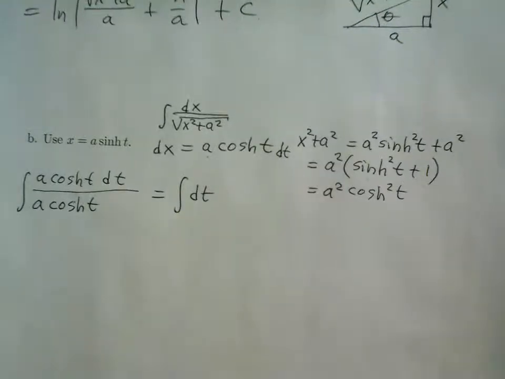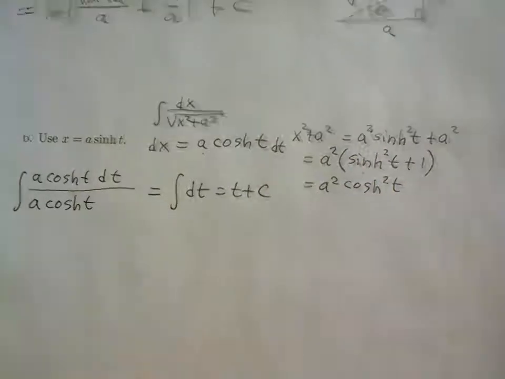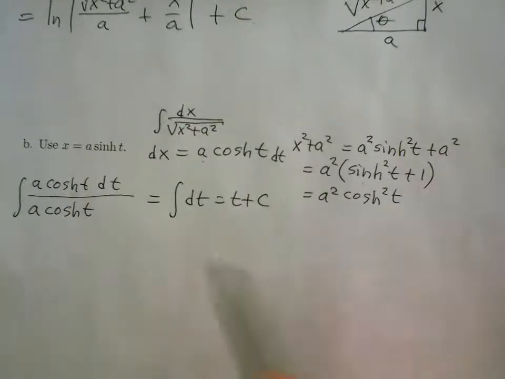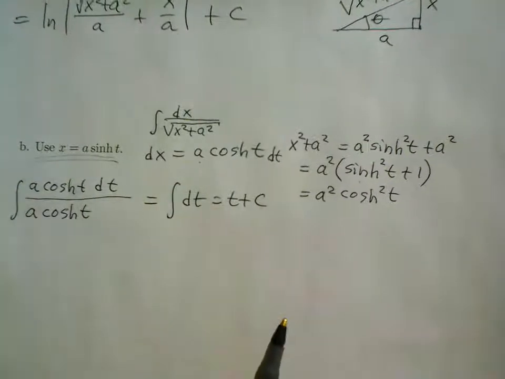So what's the indefinite integral of dt? T plus a constant. Well, t doesn't look like the natural log of the absolute value of x plus the square root of x squared plus a squared. So now what? Well, remember what our assignment is.